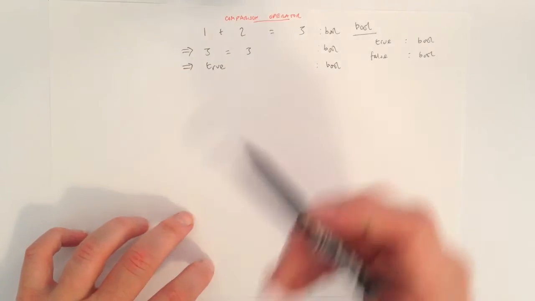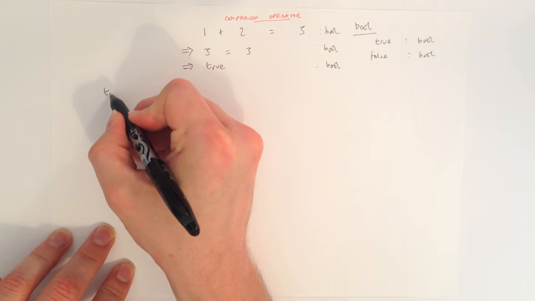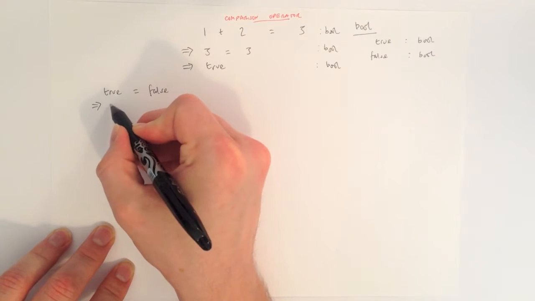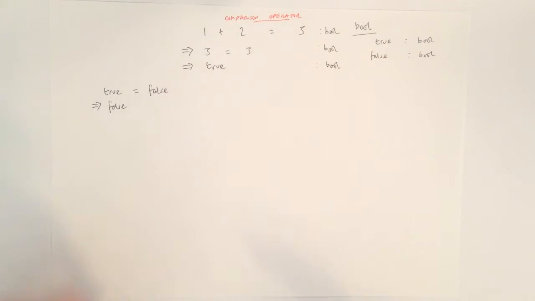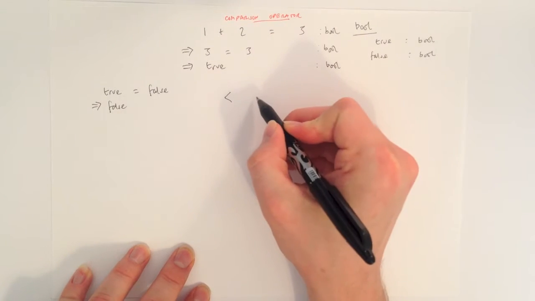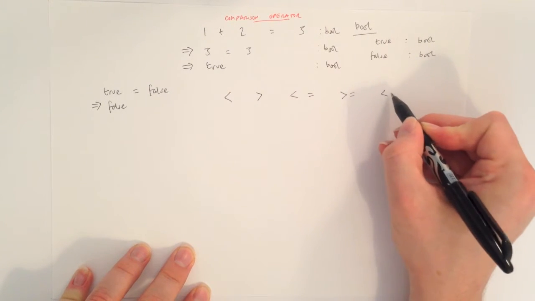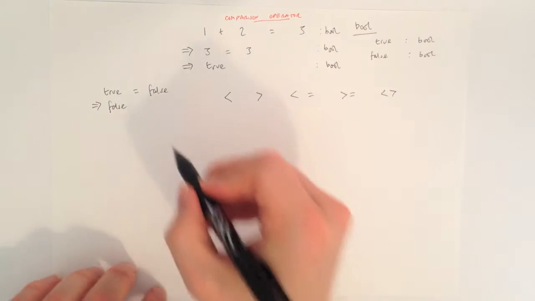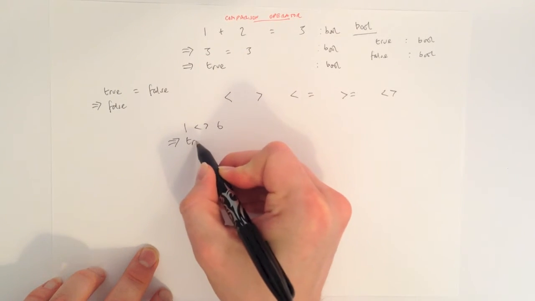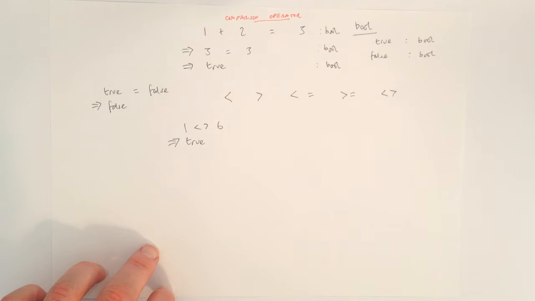And in fact, we can also use comparison operators on types other than integer. We used it on type integer here, but we could also write true equals false, and that would evaluate to false, because true is not equal to false. And there are lots of other comparison operators like less than, more than, less than or equal to, more than or equal to, and not equal to. So we can write 1 is not equal to 6, and that evaluates to true. Again, the type of this expression is bool, and so the type of the value it evaluates to is bool.